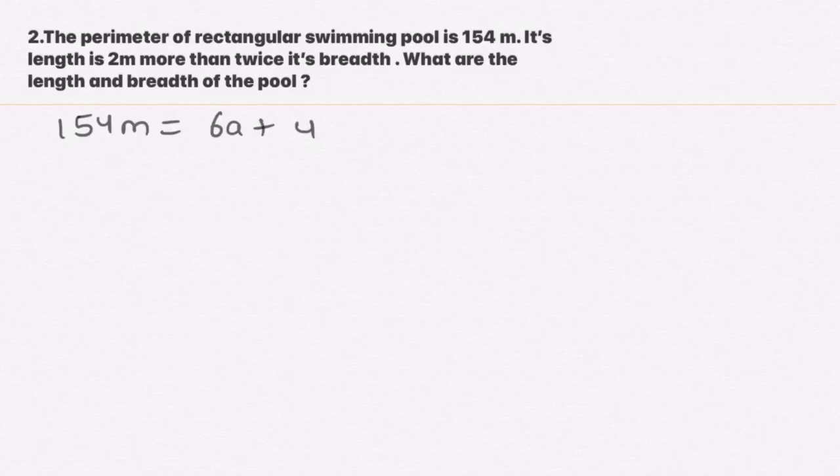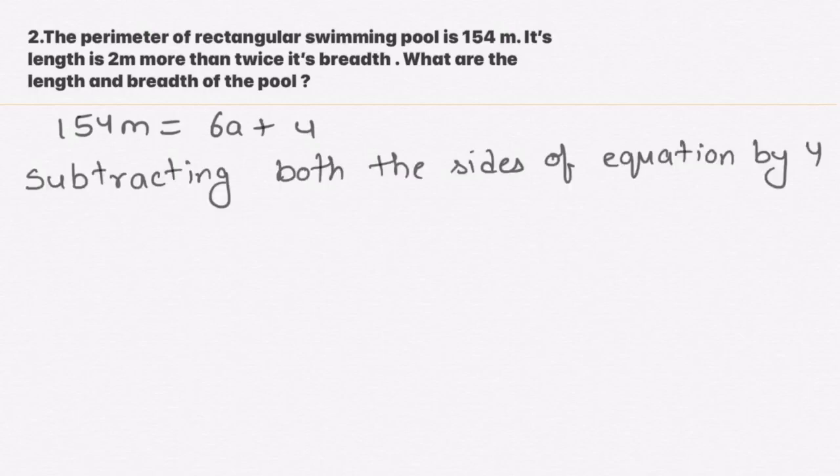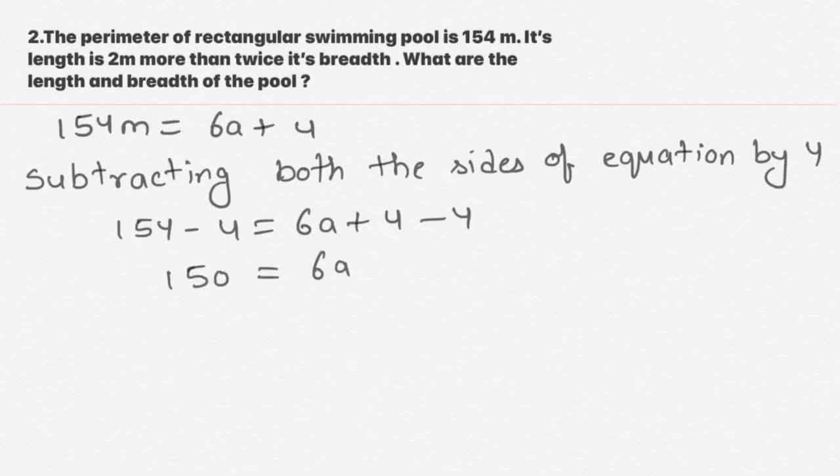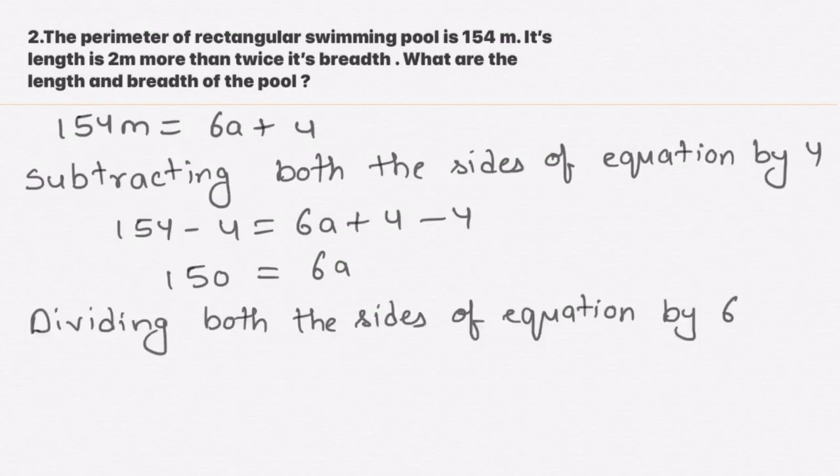Since we want the value of variable a, we need to remove all the numbers which are connected with variable a. For that, first we are going to remove 4. Since 4 is added to the variable, we subtract 4 from both sides of the equation. 4 subtracted from 154 is 150, plus 4 minus 4 gets cancelled. 6 is multiplied with the variable, so we need to divide. Dividing both sides of the equation by 6, we have 150 upon 6 is equal to 6a upon 6.